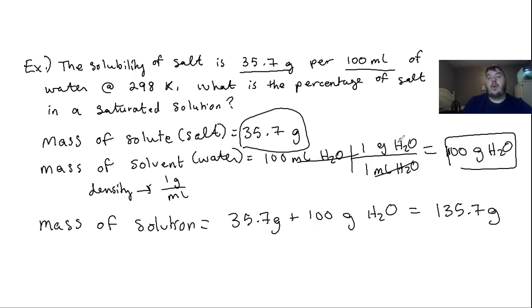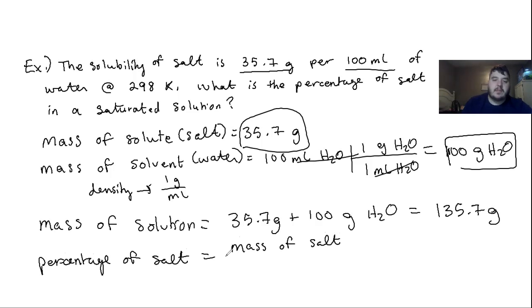Okay, so now that we've got all of that, let's find the percentage of salt. We could find the percentage of water, but we're not asked that in this problem. We just want to find it for salt. So the mass percentage of salt in this solution is going to be the mass of the salt divided by the mass of the solution, and times that by 100, because we want to do this in terms of percentage.